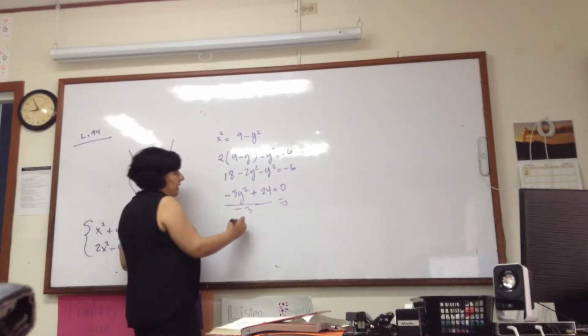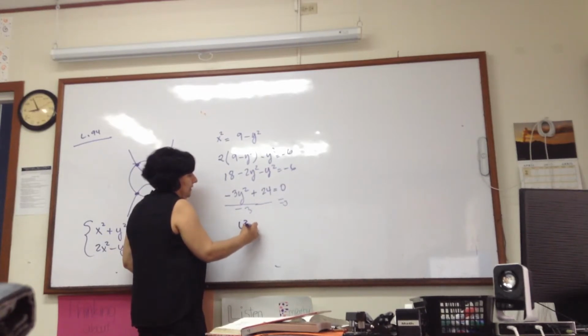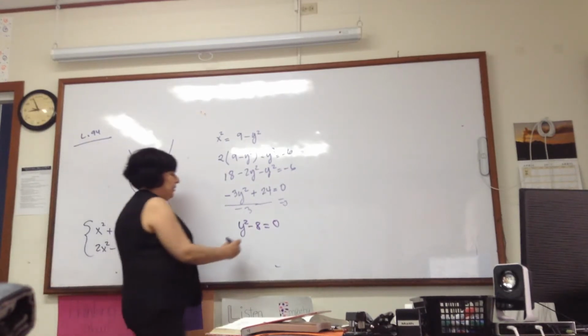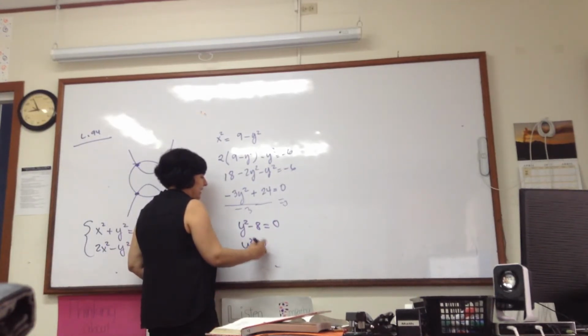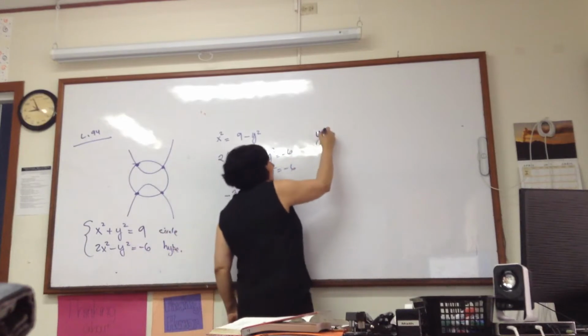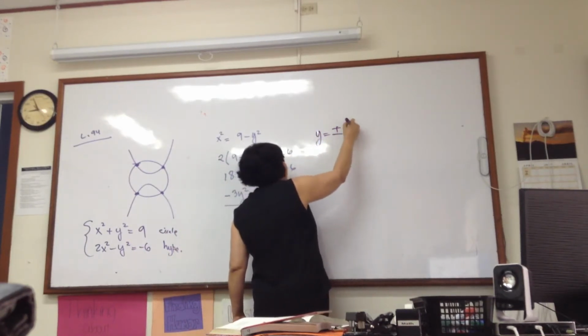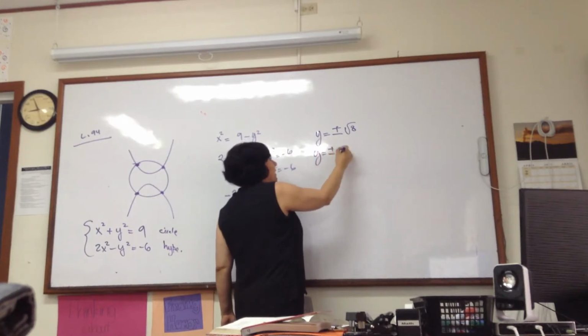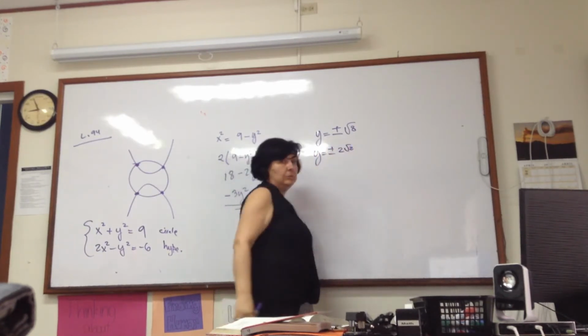It would be y squared minus 8 equals 0. Y squared equals 8, and we square root it. Y squared equals 8. We square root to leave y. So y equals plus minus square root of 8, right? Which is plus minus 2 square root of 2.